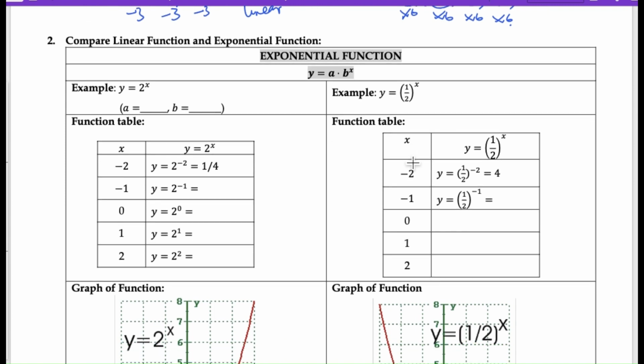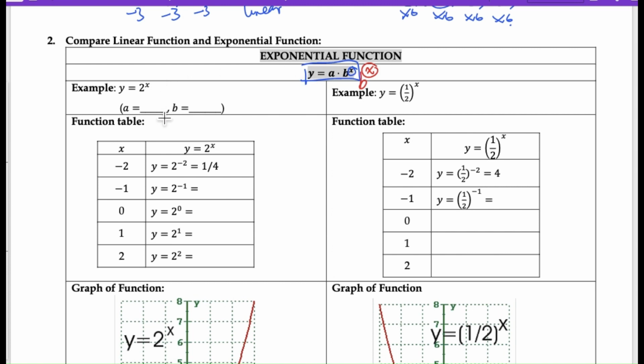As you can see, the general form of the exponential function is written as a times b to the x power. The reason we call this an exponential function is because the variable x is located in the exponent. That's why we call it an exponential function. And we are going to look at two examples to see how the exponential function looks.